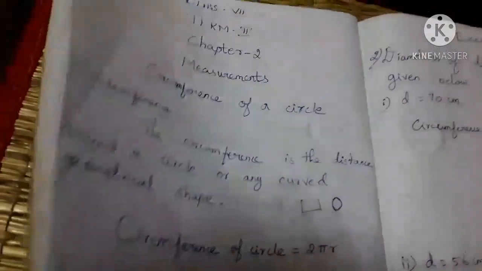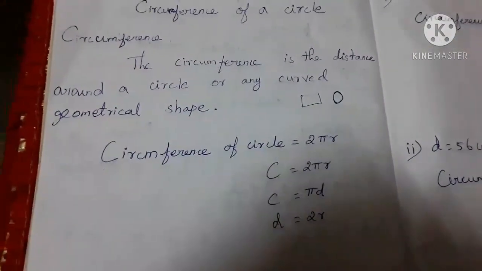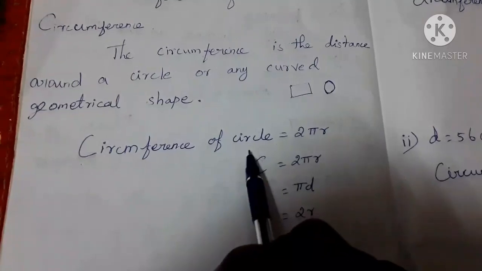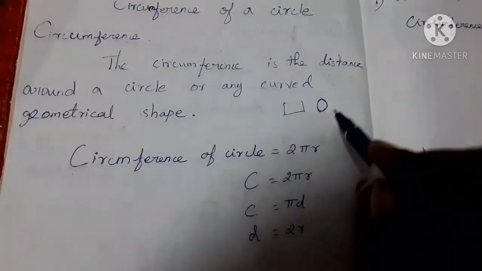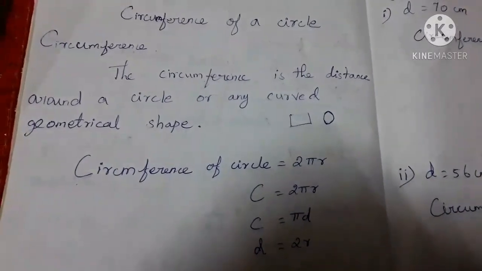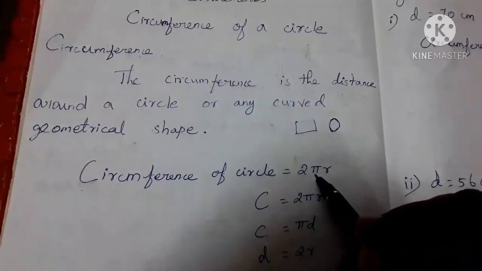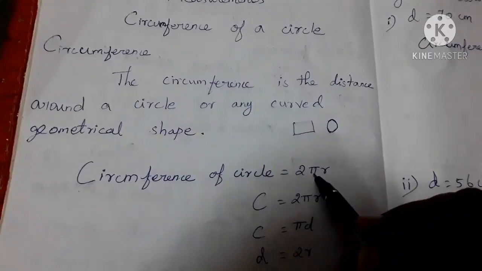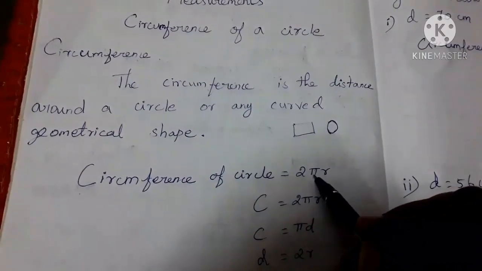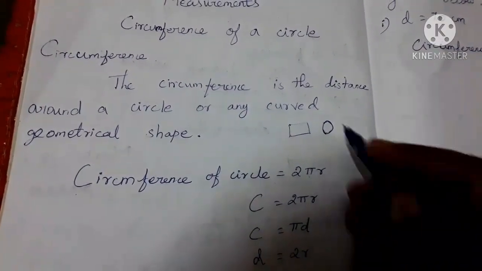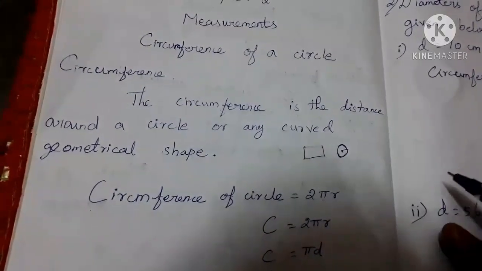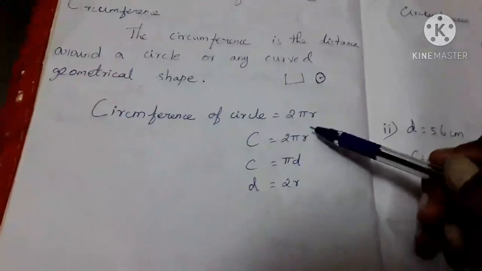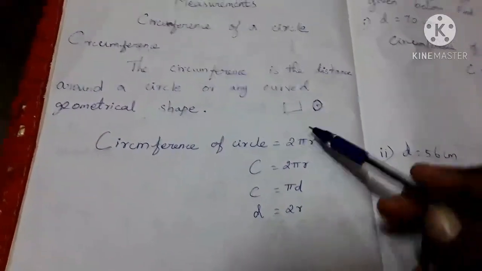Now we are going to see the circumference formula. So what is the circumference of a circle? The circumference of a circle is 2 pi r. Pi value is 22/7. It is a standard value. r is the radius of the circle. So the circumference of a circle is 2 pi r.